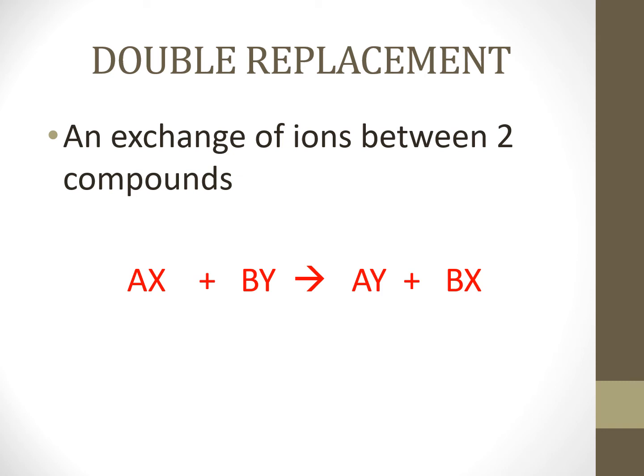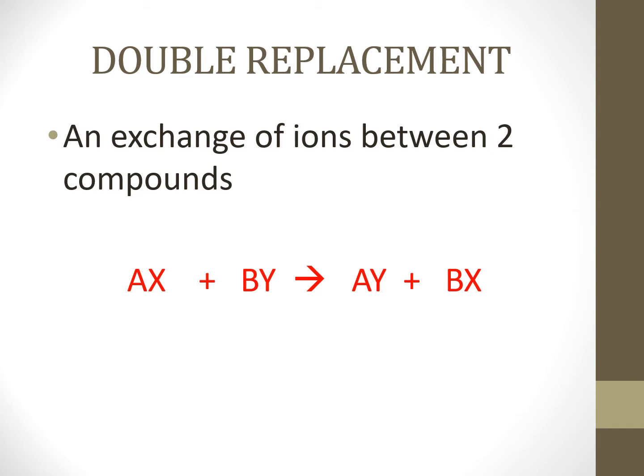The next type of reaction is double replacement. So this is an exchange of ions between two compounds. Now in this case, you can either switch the two cations or you can switch the two anions. It does not matter which ones you switch. Just don't switch both or you're going to end up with the same thing.